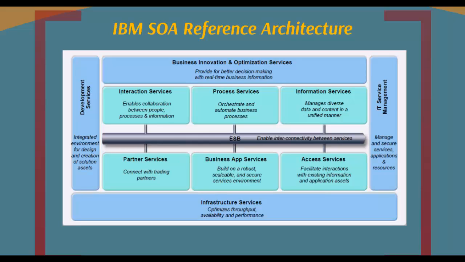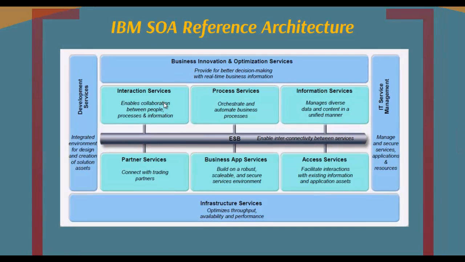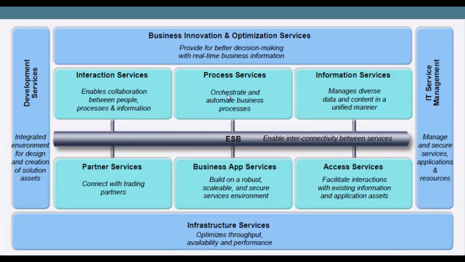There are 6 core services that you can find in here. They are interaction services, process services, information services, partner services, business app services, and access services. Small details about what those services are are written over there, but a full explanation of these services is beyond the scope of this tutorial, because it's a very long and complex topic to address within a single tutorial. So I will give you a brief overview.